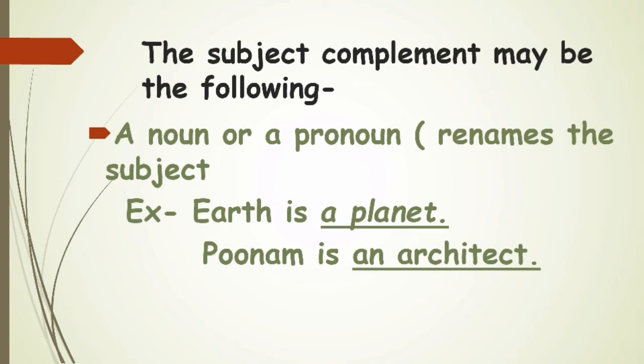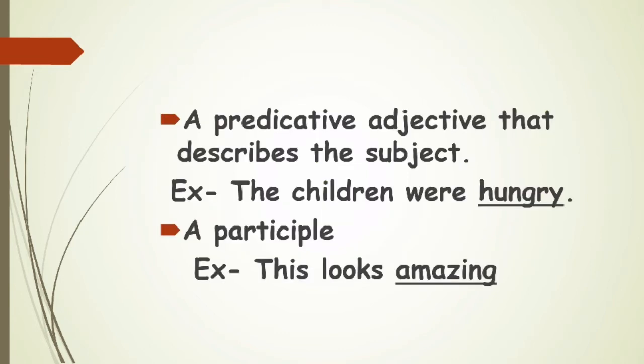Same way, planet हमें क्या बता रहा है? Earth एक planet है, right? So it is telling us about the subject. Okay, so it could be a noun or a pronoun, and it could be a predicative adjective that describes the subject. Now what do we mean by predicative adjective? When we have an adjective as the predicate, जब हमारे जो predicate होता है, you all know subject and predicate, right? Whenever we have an adjective in our predicate, that is a predicative adjective.